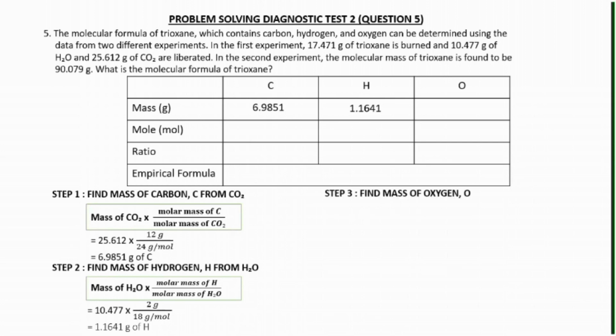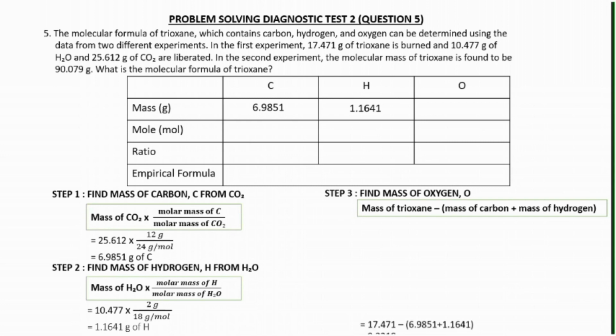And then step 3, find the mass of oxygen. This is the formula to find the mass of oxygen: mass of trioxane minus the mass of carbon plus mass of hydrogen. So the mass of trioxane is 17.471 minus 6.9851 plus 1.1641. So we get 9.3218 gram. Put this value into the table, and then we get all the masses.